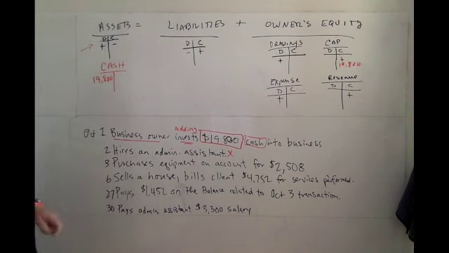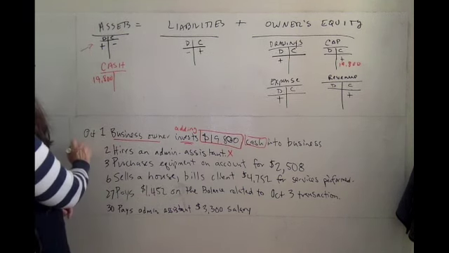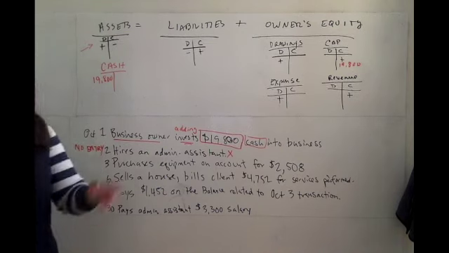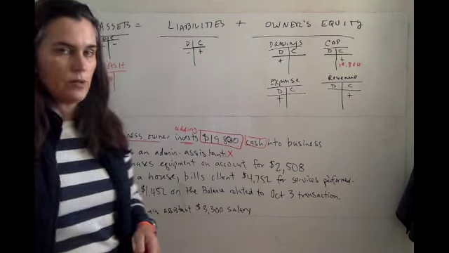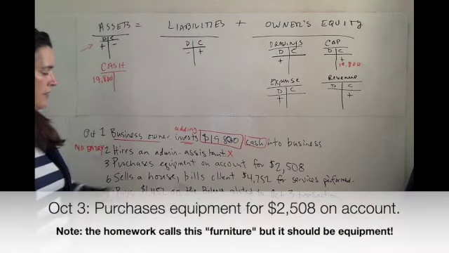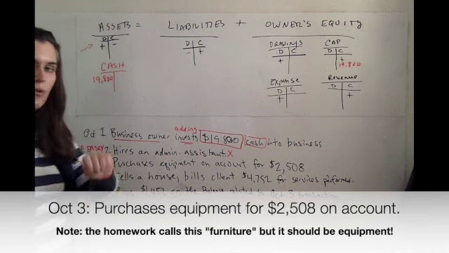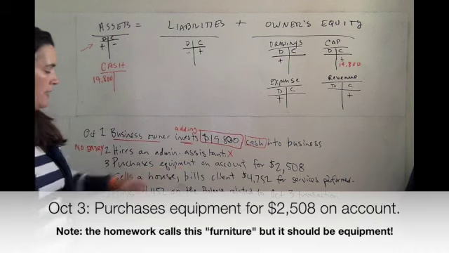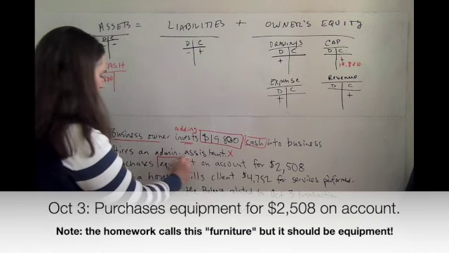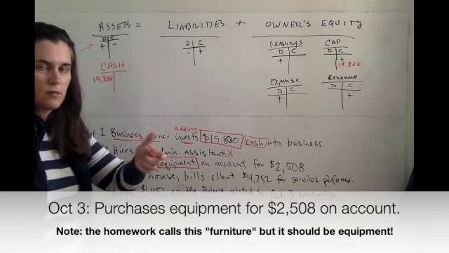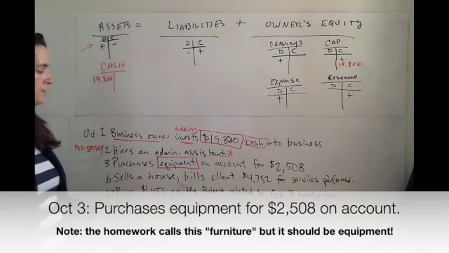We don't have it here, so the homework software requires you to just input no entry, okay? And it requires you to do that, and I'll show that in the demo in a moment. Number 3, purchases equipment on account for $2,508. One note here, you have the word furniture in the homework software in the actual business fact, but it's supposed to be equipment because that's what you're going to be forced to input down below. It's a bug within the homework software.